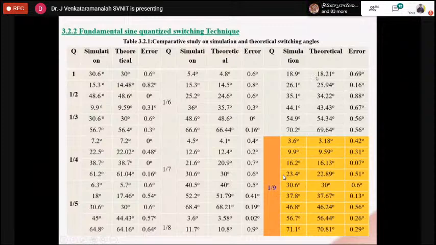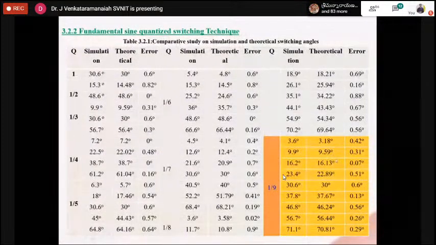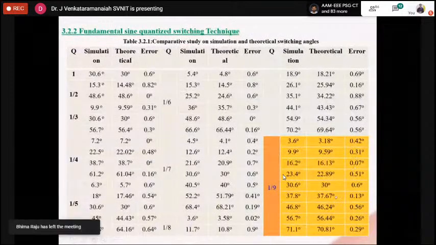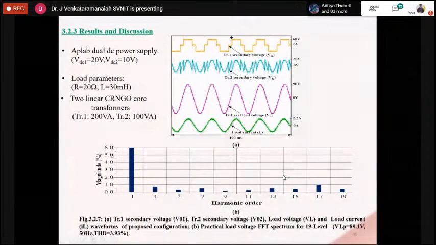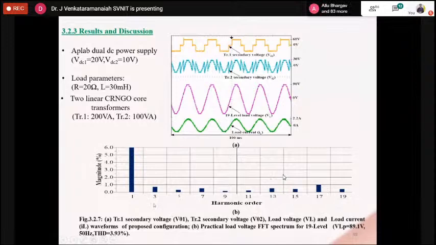These are the simulation switching angles, and these are the theoretical switching angles, and the error is very small, not more than 0.5. This is experimental also with the same values. You are not nullifying all the lower order harmonics, but you are reducing their magnitudes, so overall THD you have to see. The limitation of this technique is that you cannot apply it to topologies lesser than 15 levels, because the lower order harmonic magnitudes are a little bit high.